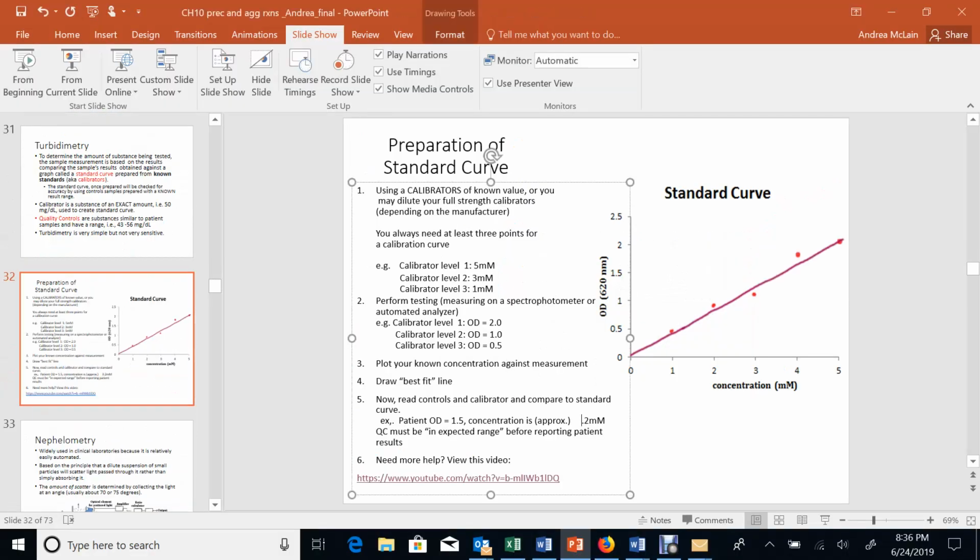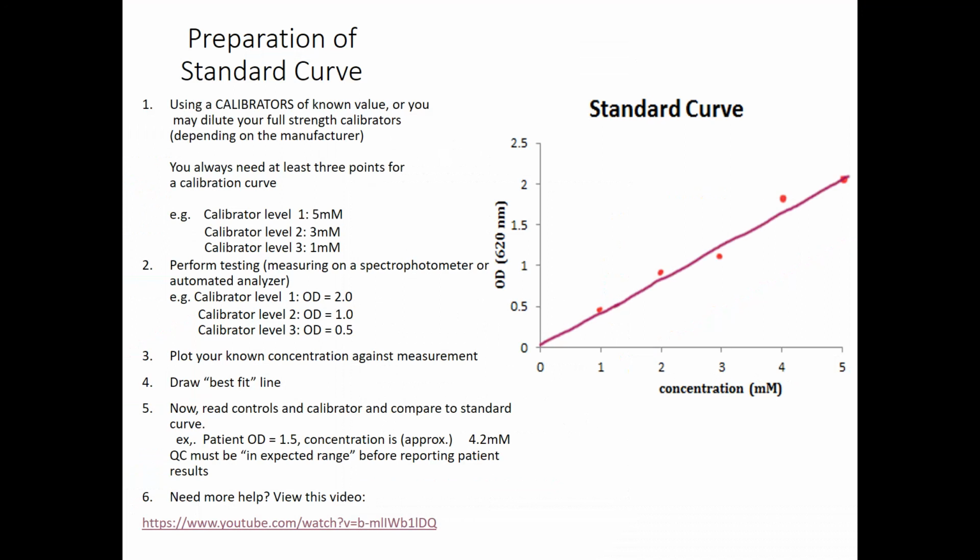I'm sure anyone that's ever looked at that before was like, Andrea, what are you doing? Let's see. So 4.2. So we're going to draw a line across and measure down, and that's our optical density. Draw it over to the standard curve, draw it down, roughly 4.2.